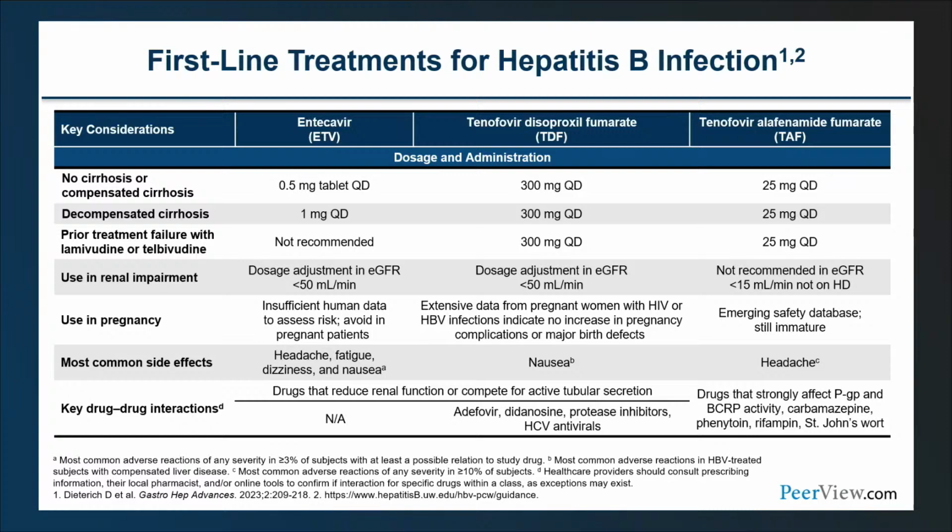Entecavir and TDF have to be dose adjusted for more advanced renal dysfunction. So if your GFR is less than 50, you have to adjust the dose. And if you're using TAF, there is no dose adjustment. But if your GFR is less than 15 and you are not on dialysis, it is not recommended for that little tiny group.